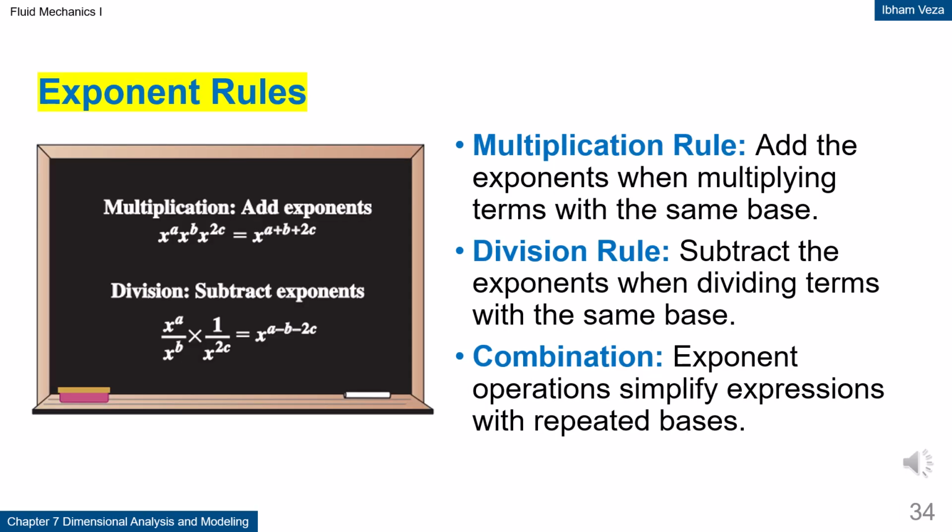Exponent rules. Exponent rules are used when constructing and simplifying the algebraic form of pi groups. When two terms with the same base are multiplied, their exponents are added, and when divided, the exponents are subtracted. These simple rules are very important to ensure that the final result is truly dimensionless. Small mistakes in exponent manipulation can produce incorrect groups. Therefore, algebraic accuracy is crucial in dimensional analysis.